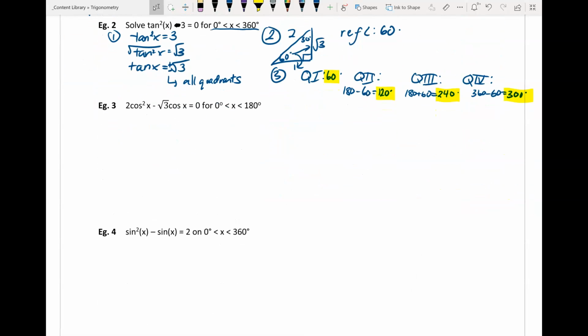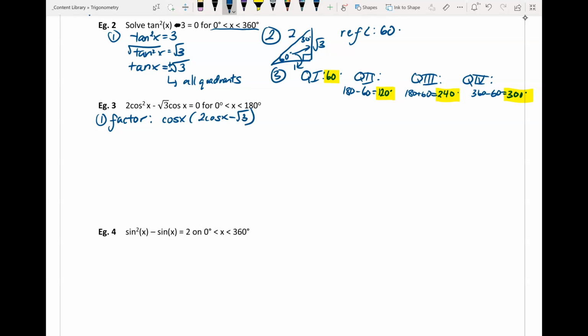Moving on to the next example, example 3. In this case, we see that we have 2 terms with a trig function in it. Whenever you see that, we are going to factor. I'm going to factor a cos x out. So then I'm left with 2 cos x minus root 3.